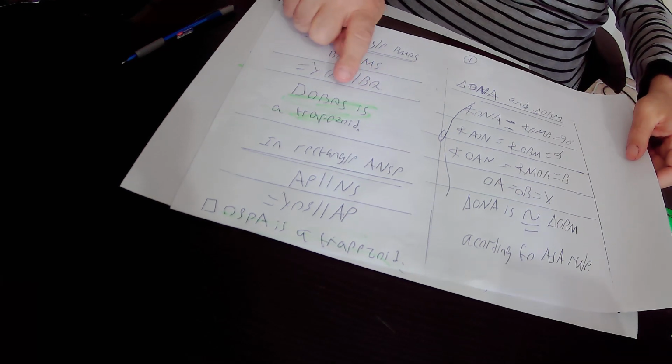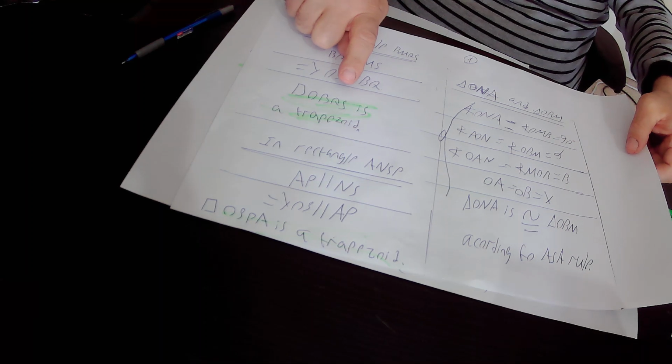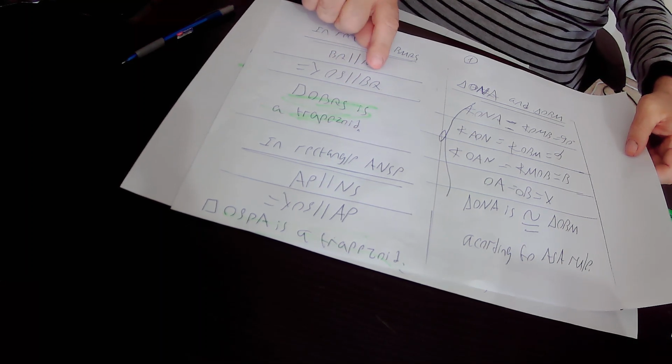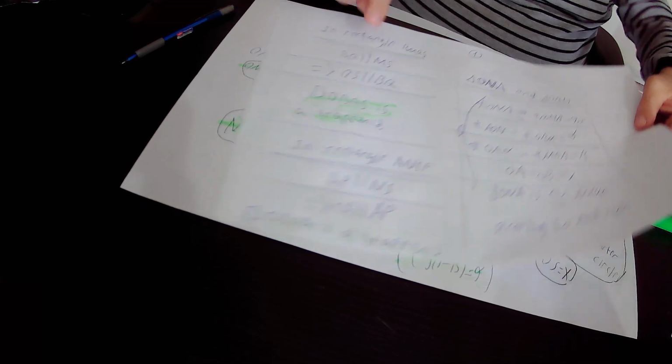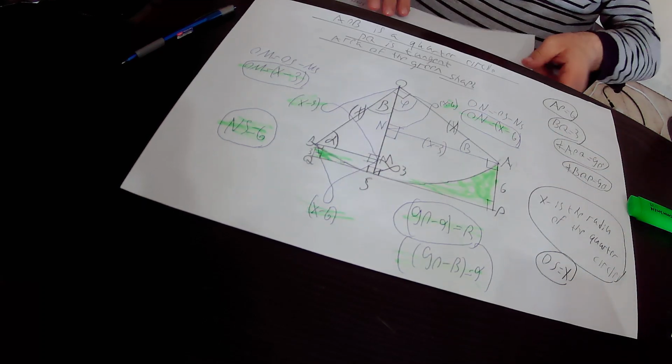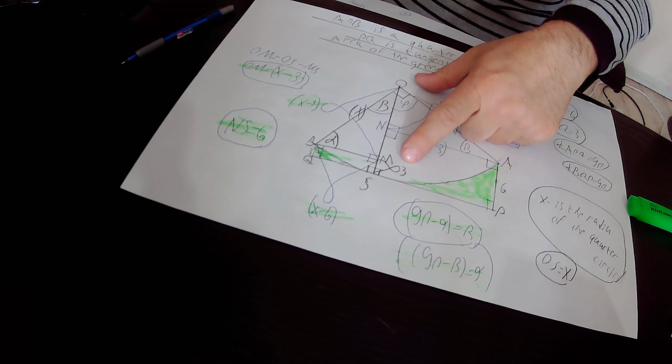Quadrilateral OBQS is a trapezoid. Why? Because it has one pair of sides that are parallel to each other. Side OS is parallel to side BQ. In the next step, we actually found out the length of this line segment OM.